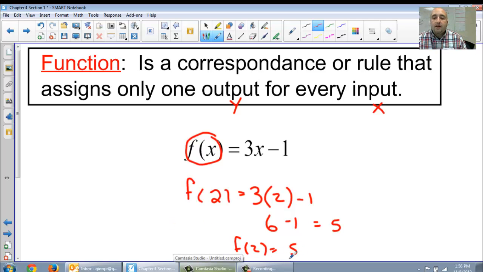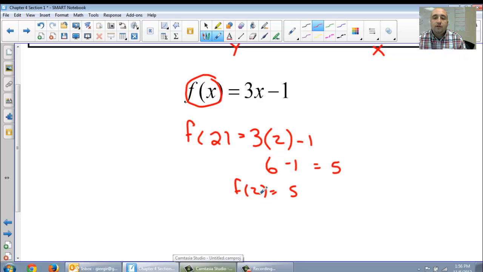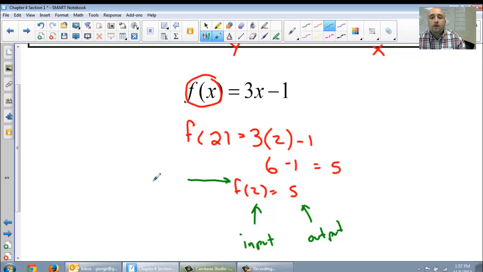What does that mean? That means that when I plug 2 into my function f, I get an output of y. So let's label this down here. 2 is my input. 5 is my output. F stands for function. And what's another way of writing f of 2? Y. Okay, f of x and y are the same thing.